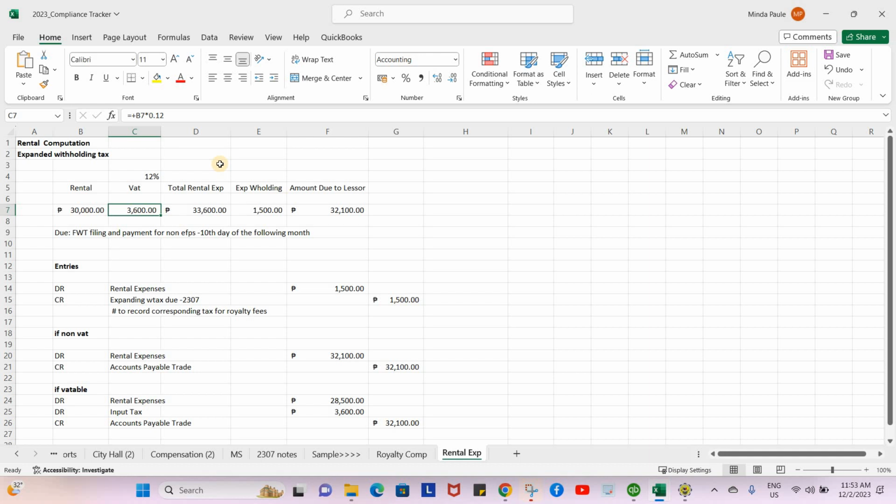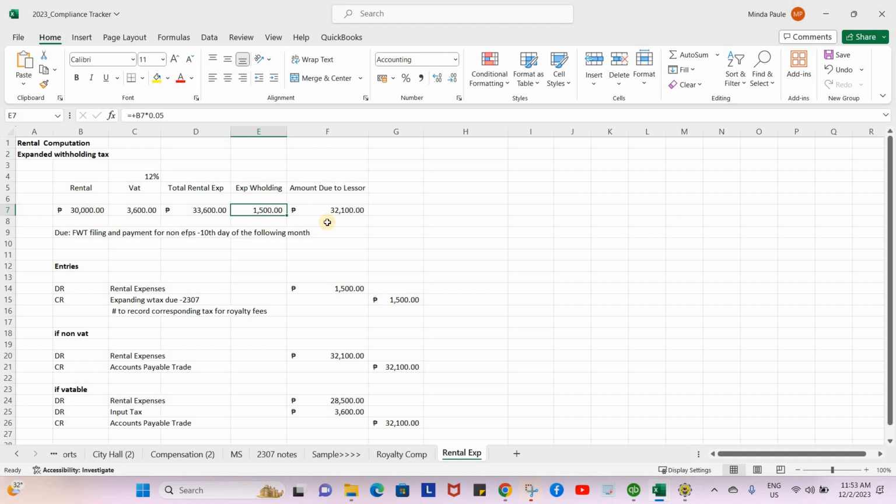Ayan na nga, naka-formula na siya. So essentially, what you're going to pay, 33,600. However, per BIR ruling, you have to withhold 5% of what you're going to pay. Of course, ang payment mo will not be based on the total rental expense, pero yung base, which is 30,000. So if you will see here in the formula, B7 multiplied by 5%.